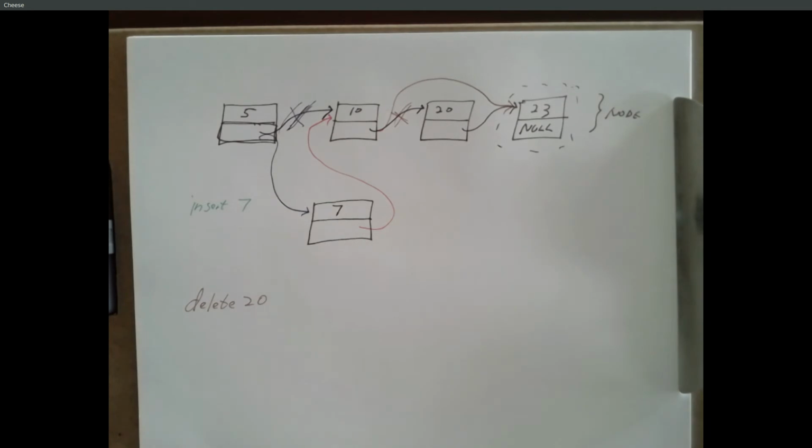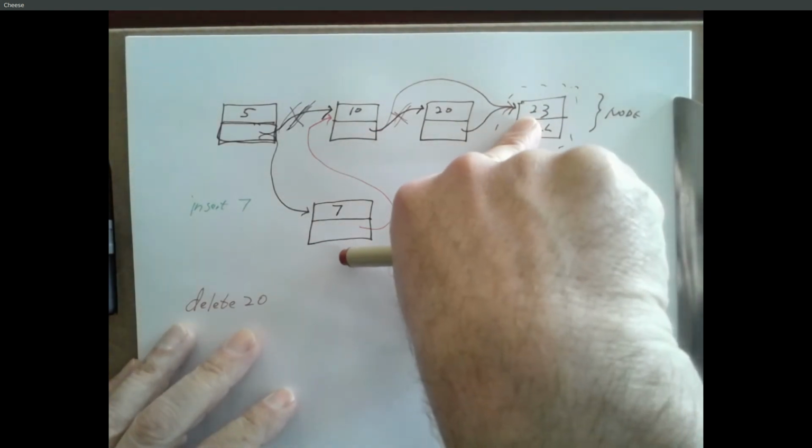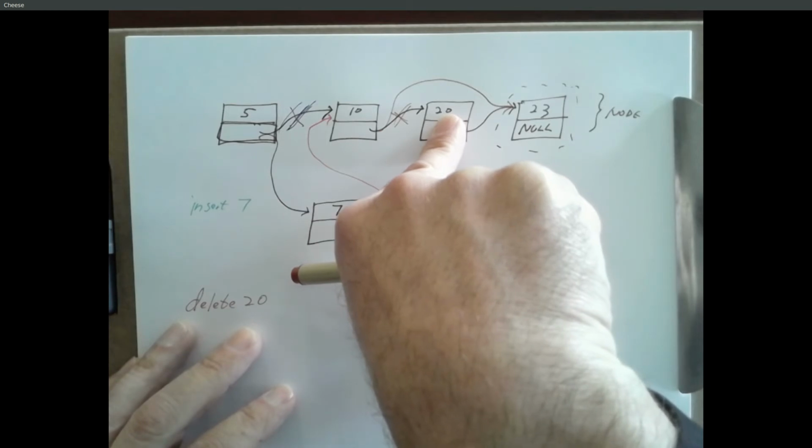So in this case, you can just leave the arrow from 20 to 23. Yeah, 20 is still pointing to 23, which seems a little weird, right? But there's nothing pointing to 20 anymore, so it doesn't do any harm.